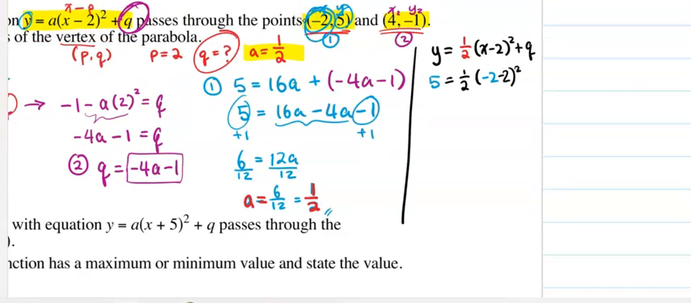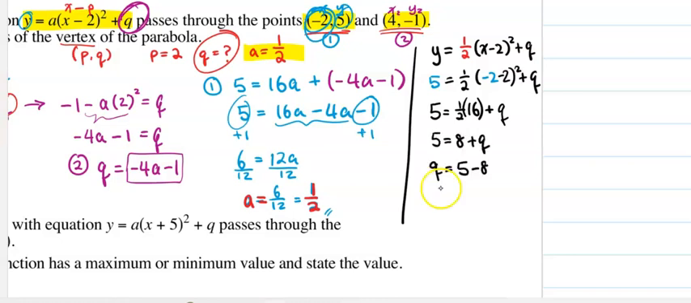Minus 2 squared plus q. 5 then is equal to 1 over 2 times negative 4 to the power of 2, which is 16. Let's multiply half and 16, plus q. That gives me q is equal to negative 3. Perfect. So that has helped us solve for the second unknown value. Now we know that q is equal to negative 3.